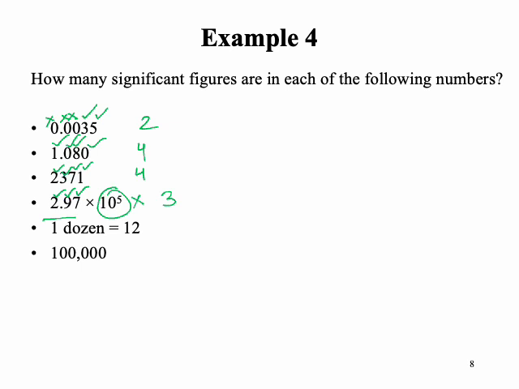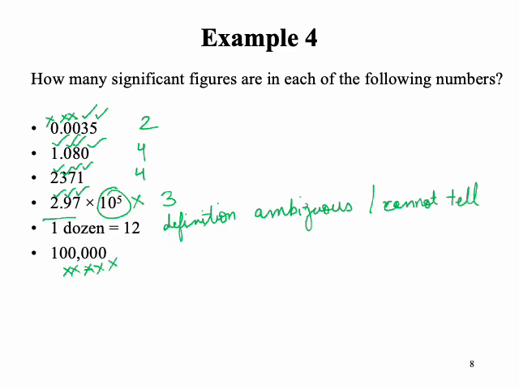This 1 dozen is 12. That is a definition, right? Which means it is exact number. So it is actually ambiguous, or you can say cannot tell. It has infinite number of significant figures. This right here, nope, nope, nope, nope, nope, because there's no decimal. Yes, so it has 1 significant figure, and that's it.